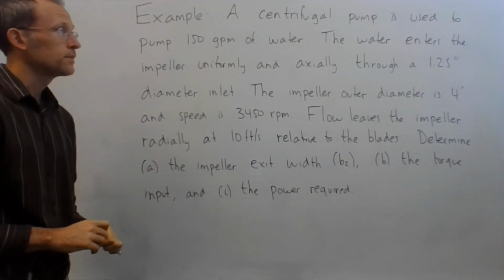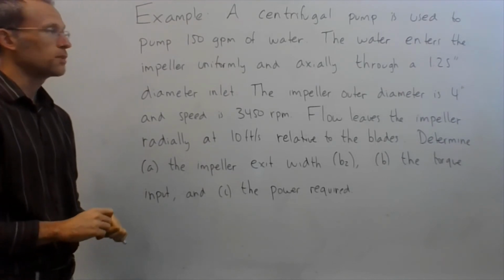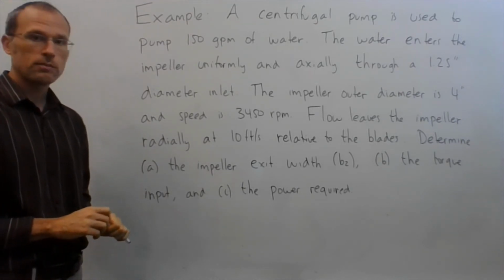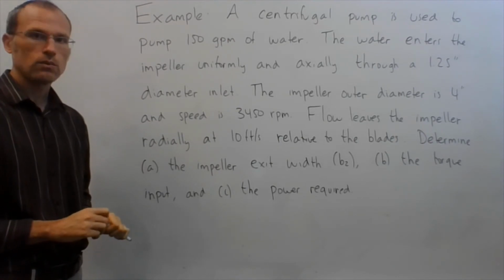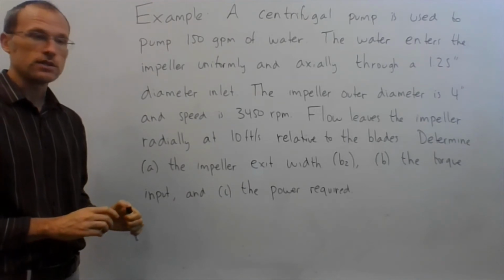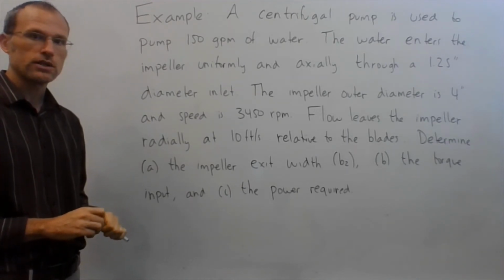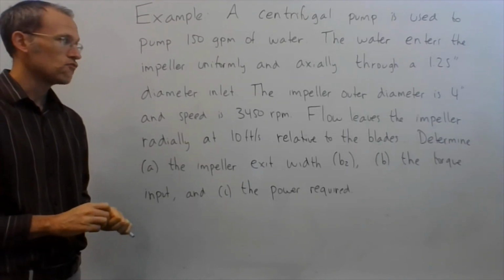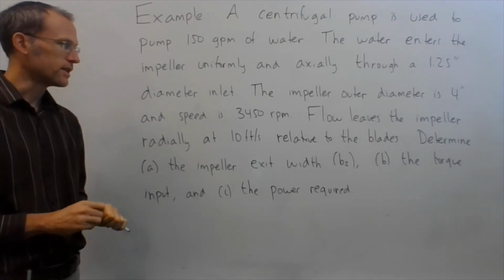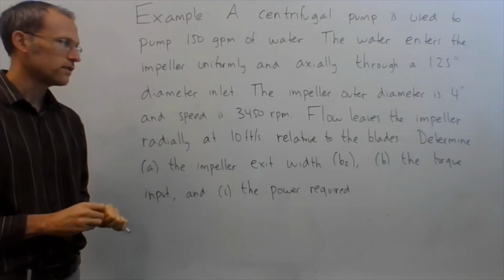So time to do an example. Have a centrifugal pump used to pump 150 gallons per minute of water. Water enters my pump uniformly and axially through a 1.25 inch diameter inlet. Outer diameter is 4 inches, rotational speed here is 3,450 revolutions per minute. So it leaves my impeller radially at 10 feet per second relative to the blades.